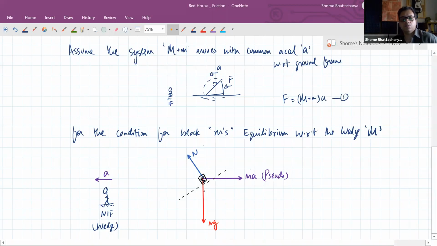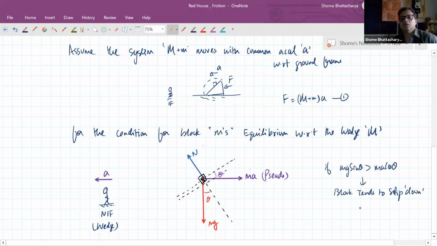Now comes the interesting part about where friction fits in all of this. But before that, draw this here. This angle is theta. It's the same as this angle theta. So if mg sin theta is greater than the pseudo force's cos component, then the block tends to slip down the incline.